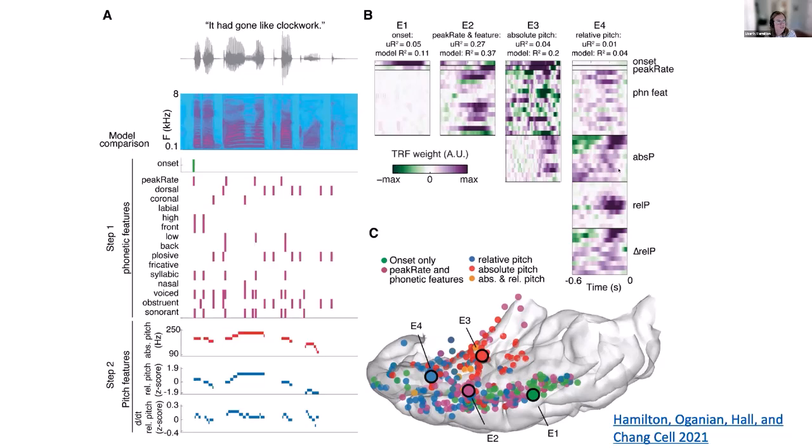This particular electrode 4, which is over here in the anterior temporal, not totally anterior, mid to anterior STG, responds a lot to pitch, both absolute and relative pitch. And then in the phonological features, these dark bands right here are mostly for the vowel features. That also makes sense because the vowel features have a pitch, so there's a correlation there in terms of which features actually co-occur.